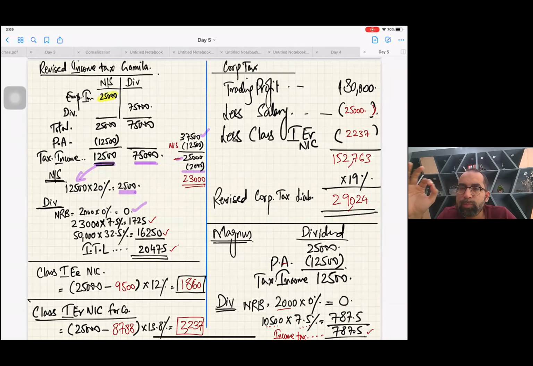Now, my dear respected students, this company is still owned by their family. They are all one unit. So all these taxes are relevant for them.